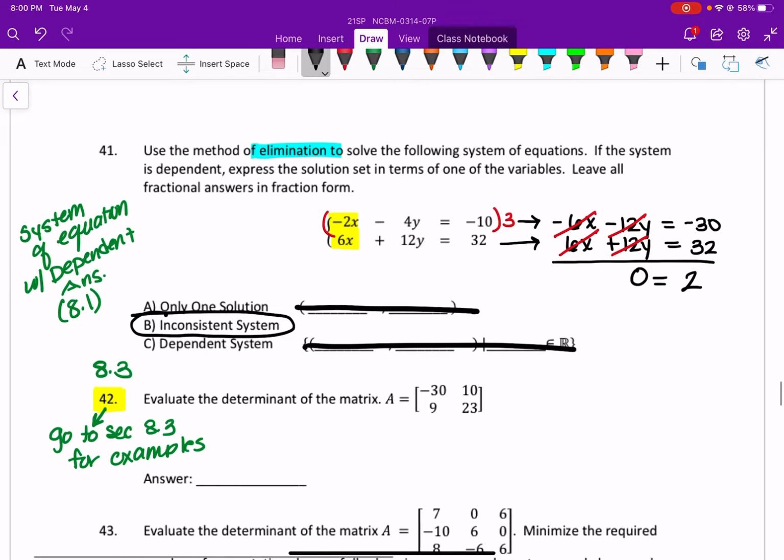Now, I didn't put one on here, but what I really want you guys to do is look in your 8.1 homework and make sure you understand how to solve the system that's dependent and how to write that answer independent. If you'd like me to show you one, just email me and I can look one up and do an extra video for you guys.